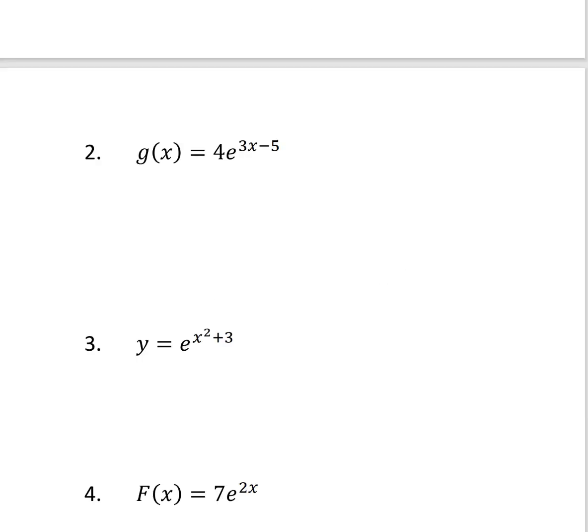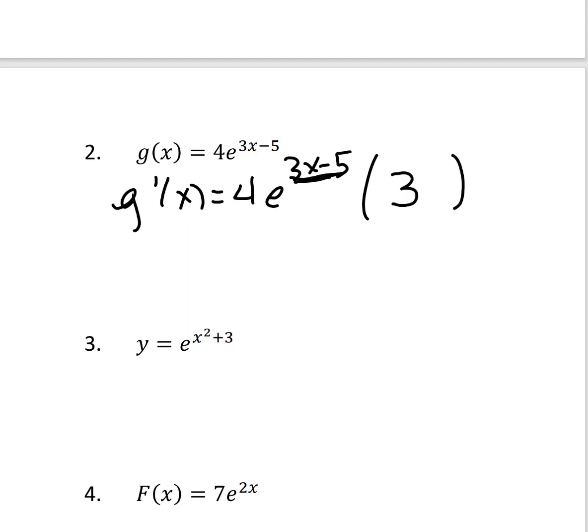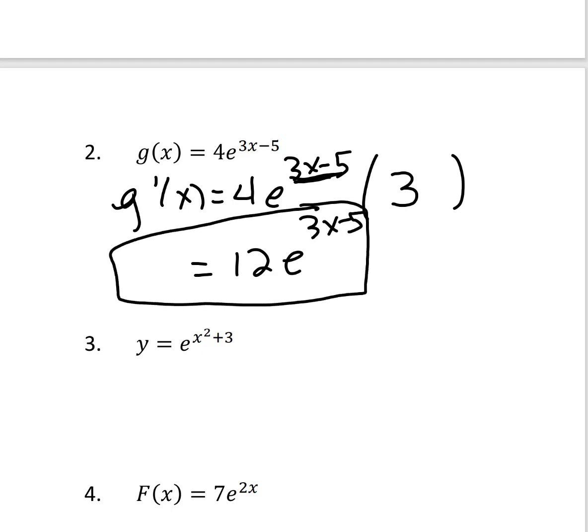Number 2, g of x is 4e to the 3x minus 5. G prime of x will be 4e to the 3x minus 5. The derivative of 3x minus 5 is 3. I can combine the 3 with the 4 and get 12e to the 3x minus 5. So the new thing you're having to do is to remember, once you rewrite your function, take the derivative of the exponent.